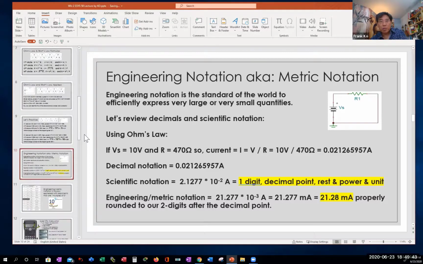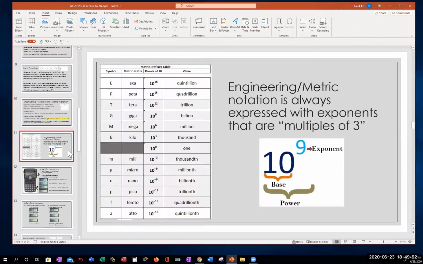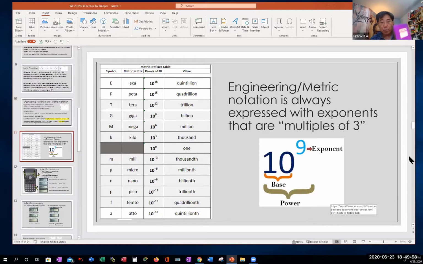It begs the question, what is this thing called milli? And what symbols do we use for engineering notation? It is shown in this slide. Here you go. And here's another thing that you want to include in your notebook. You have a column for symbols: capital E, capital P, T, G, M, lowercase k, M, this thing that looks like a U, N, P, F, A. Then you have the metric prefixes as to how they are pronounced. You have the powers of 10, and then the value in English terms.